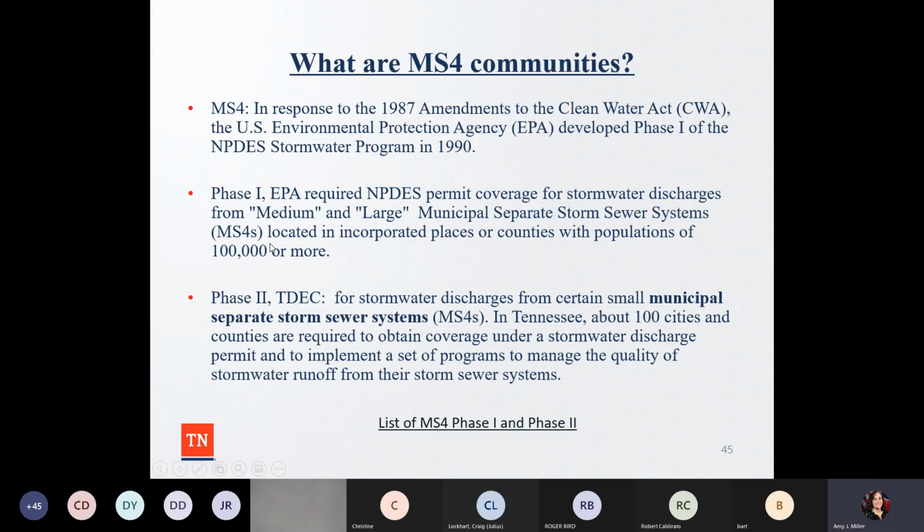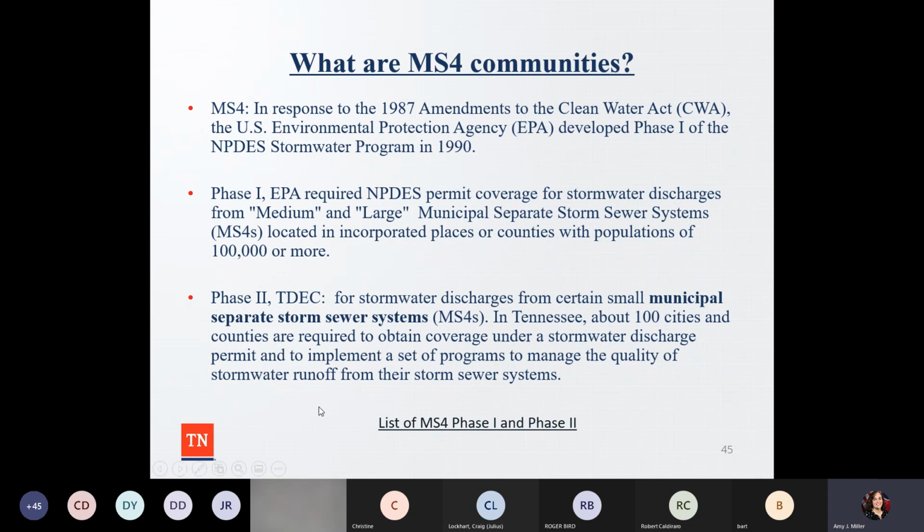So again, what are MS4 communities? It was in response to the 1987 amendments of the Clean Water Act through the US EPA. And then they developed the phase 1 of the NPDES in 1990. Again, making sure that you have coverage for stormwater discharges for medium and large municipal separate storm sewer systems, where it's in incorporated places or counties with populations of 100,000 or more. And then phase 2 is for smaller MS4s. So there are about 100 cities and counties that are required to obtain coverage under this.